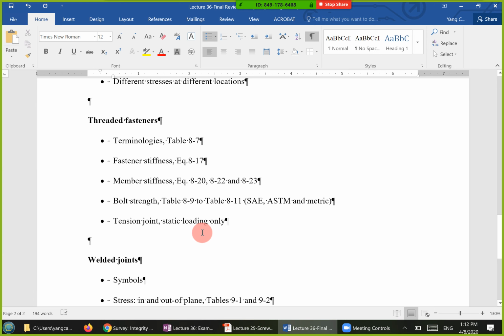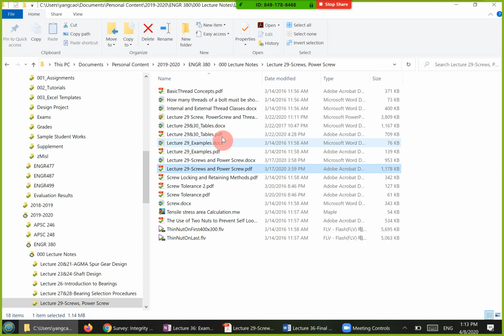Threaded fasteners. This part here, I feel, is the question that requires you to go back and forth looking up tables in order to solve it. First of all, terminology. Then when it comes to the fastener stiffness, bolt stiffness or member stiffness, you have quite a few tables you can make use of to find a solution. This is where I would encourage you to look at the tables.